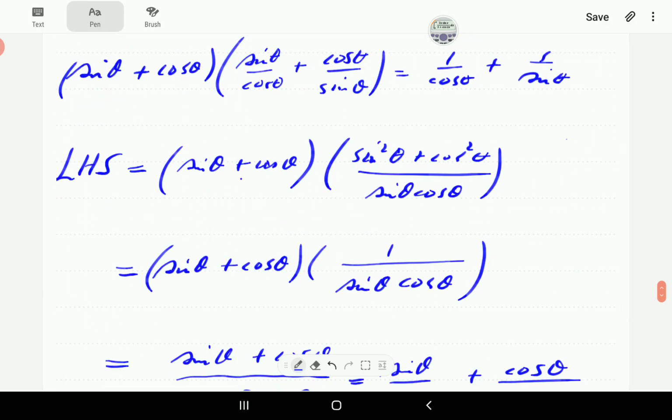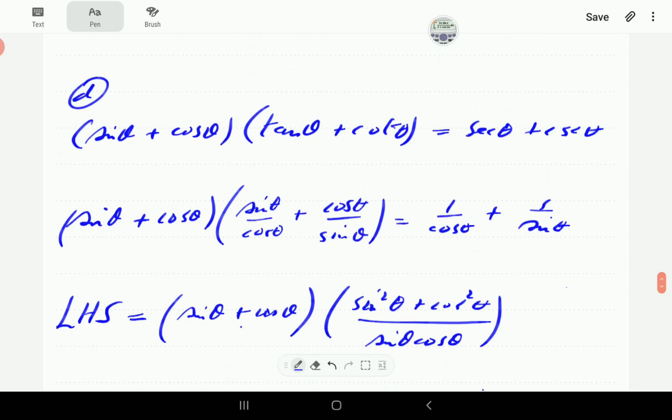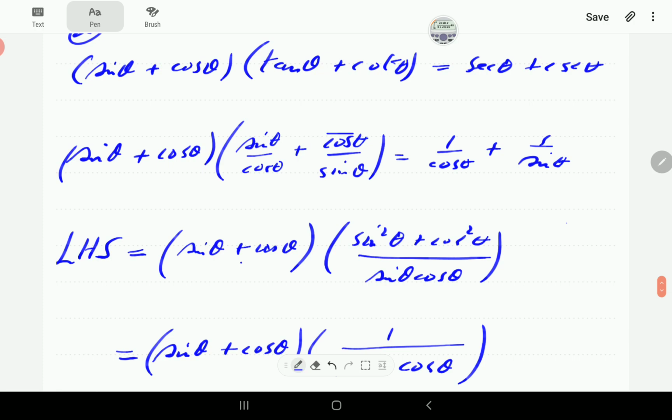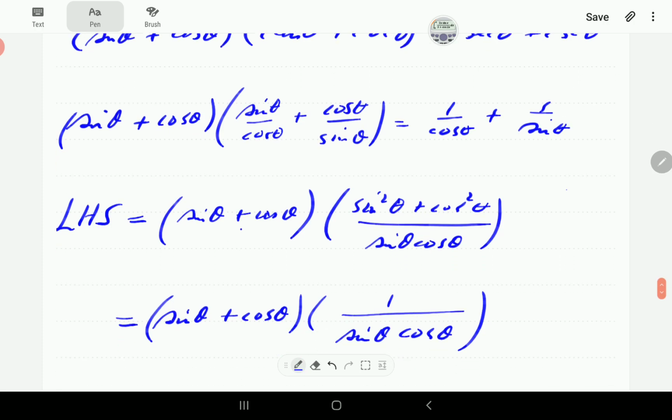So the first thing we're going to do is to write everything in terms of sine and cosine. So this is already in terms of sine and cosine. Tangent is sine over cosine, cot is cos over sine, secant is 1 over cosine, cosecant is 1 over sine. Then we're going to work from this side. So we're going to write this as one fraction, this is what it works out to.